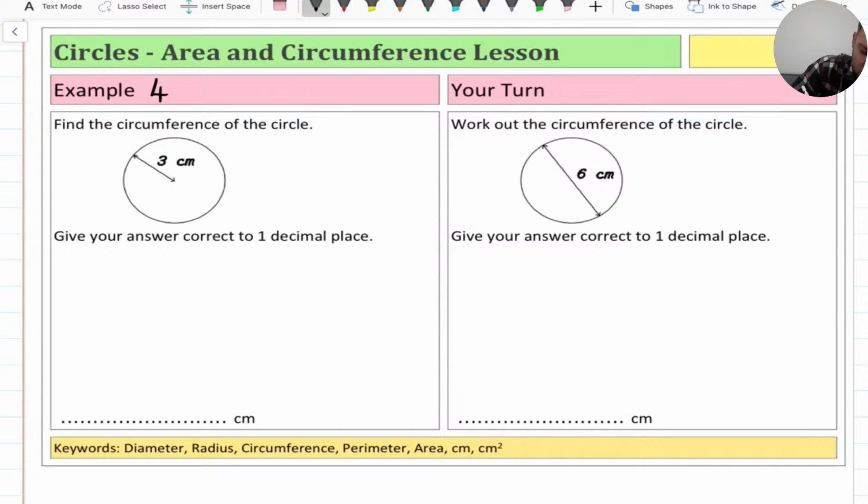And the difference with this one is that they're asking you to find the circumference of the circle. And we know that the circumference is the distance all the way around. Again, as always, I'm going to write down the values I know. So in this case, the radius is equal to 3 centimeters. The diameter is equal to 6 centimeters.